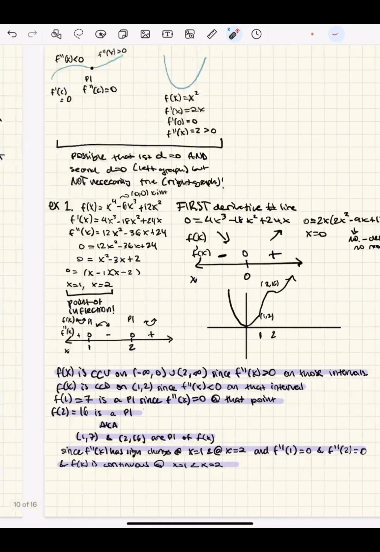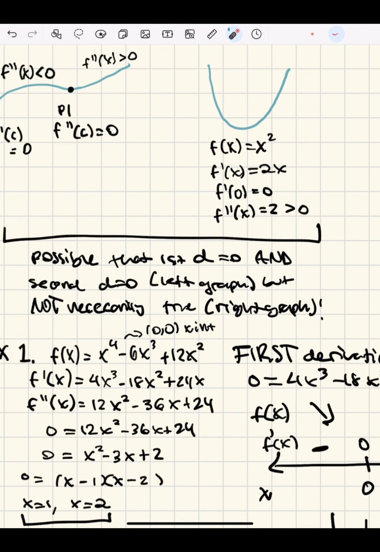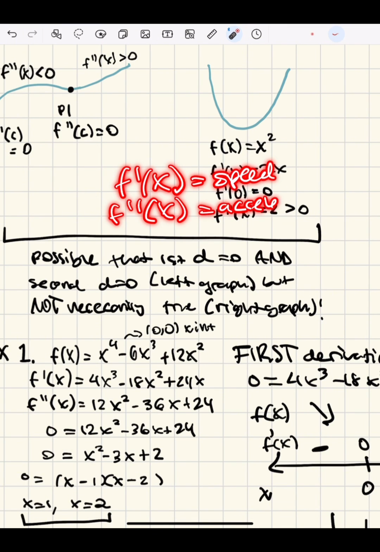But also, imagine that you're in a car and you're driving, right? f prime x is your speed, and f double prime x is your acceleration, right? And f of x is your position, but we don't really need to talk about that.